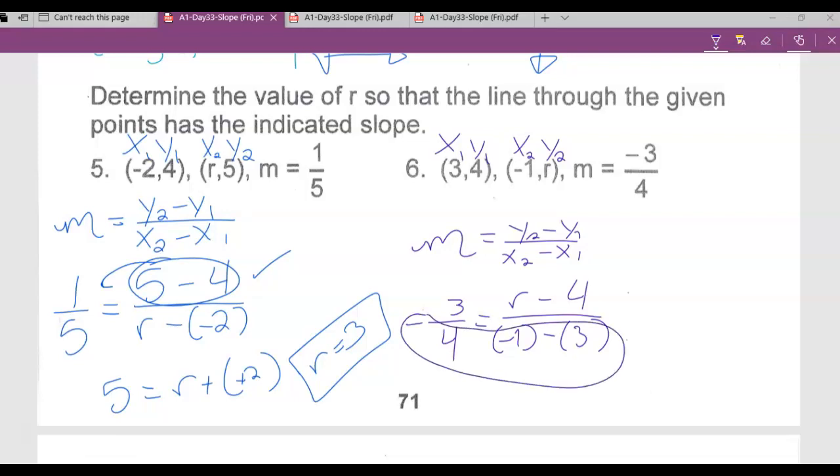So then here's the equation on top I have to solve. 3 is equal to r minus 4. Some mystery number, take away 4, will leave me with 3.